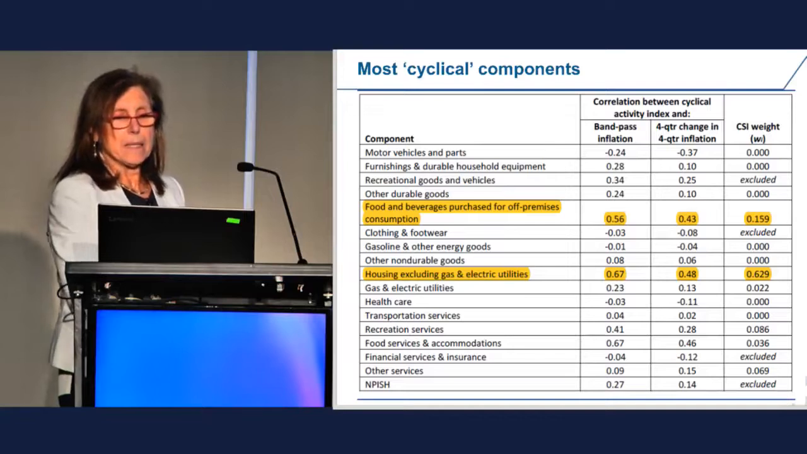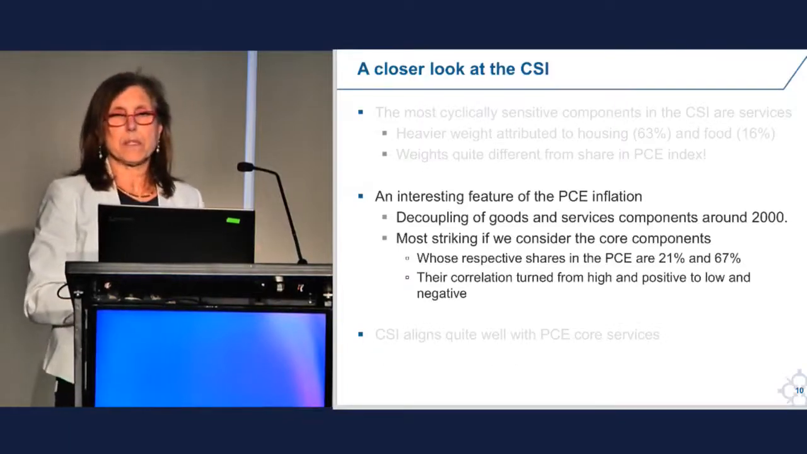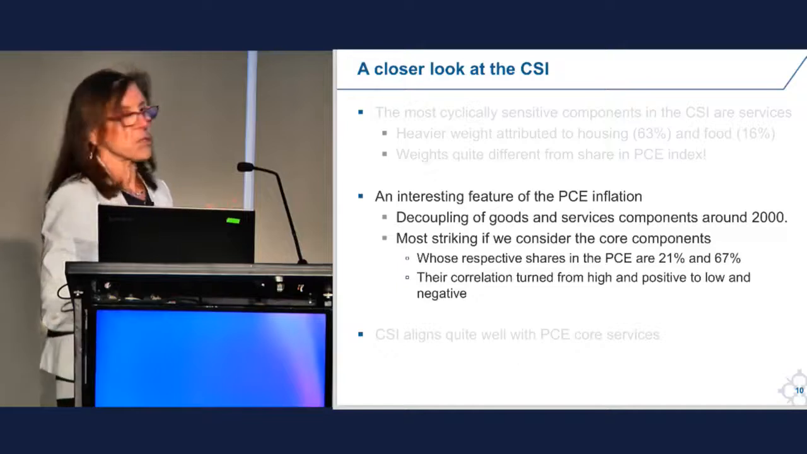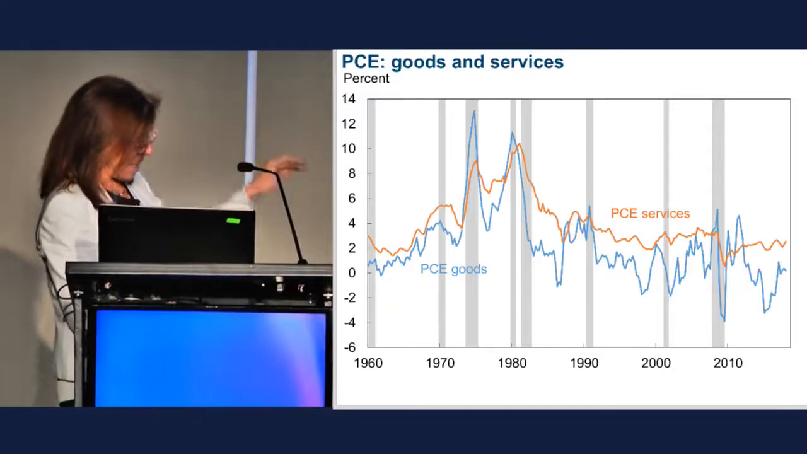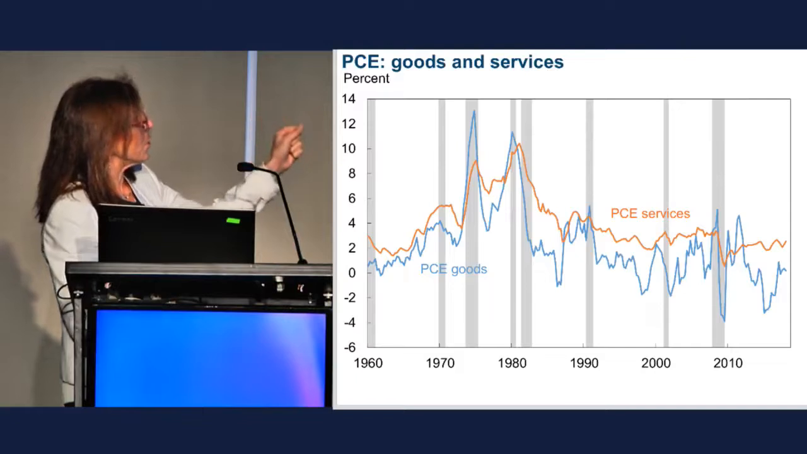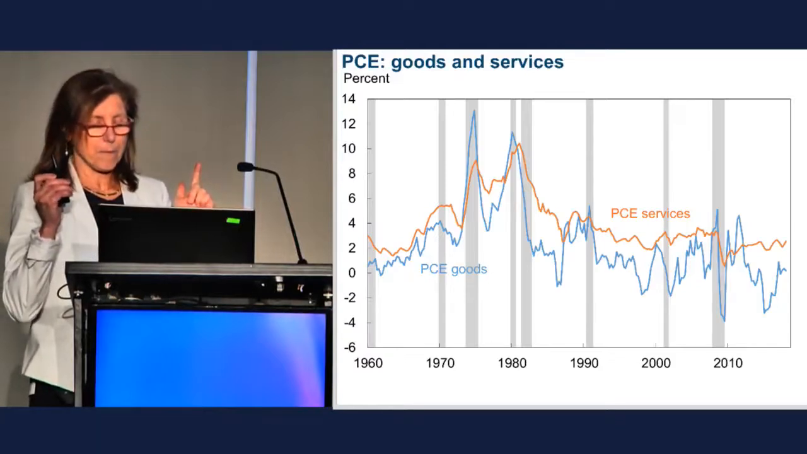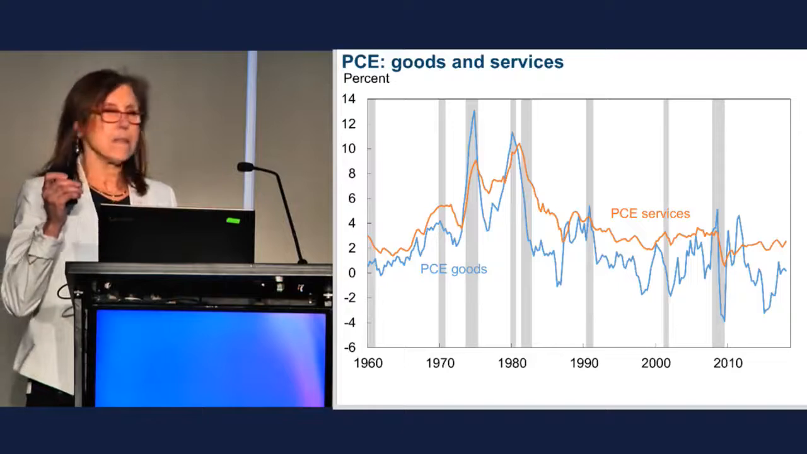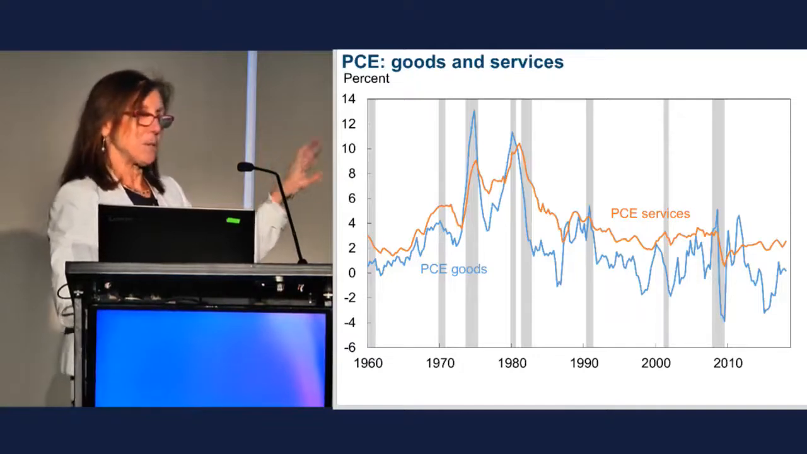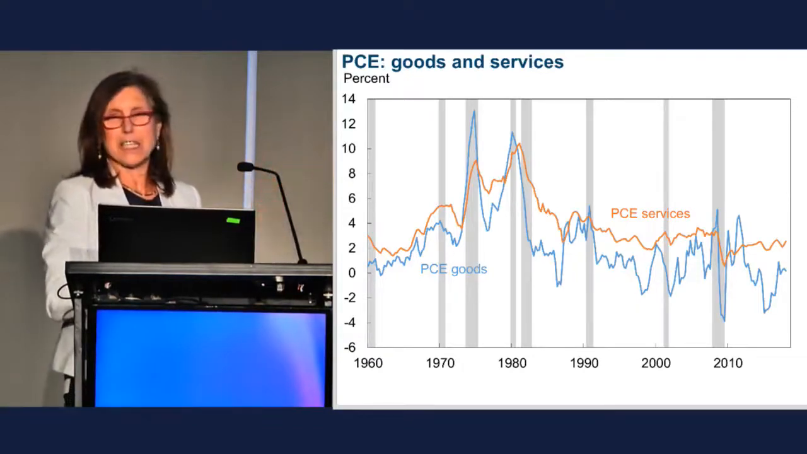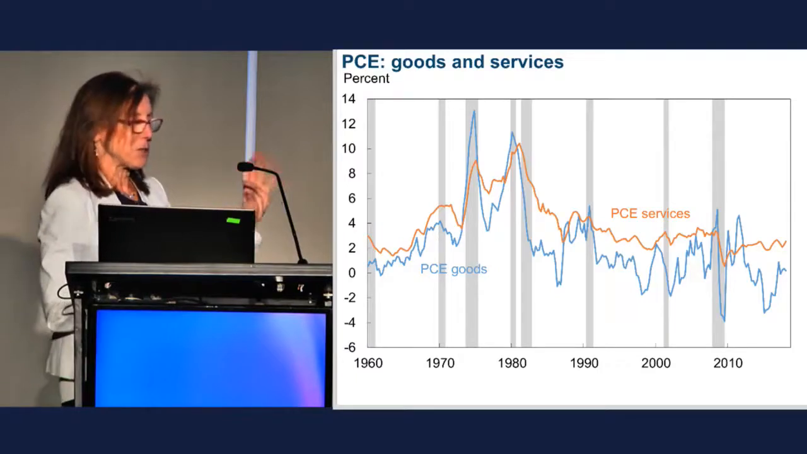Now, there is an interesting feature in the PCE inflation, which is the decoupling of goods and services components around 2000. And this is more striking. So what you see here are PCE services and PCE goods. And it's more striking if you look at PCE core goods and PCE core services. By the way, last night I was looking at the latest monetary policy report, I think, of the Bank of Chile. And in the part on inflation, I saw a picture very similar to this one. So also in Chile, you have an even bigger decoupling of the PCE services and goods. I don't remember if I saw the core, but anyway.